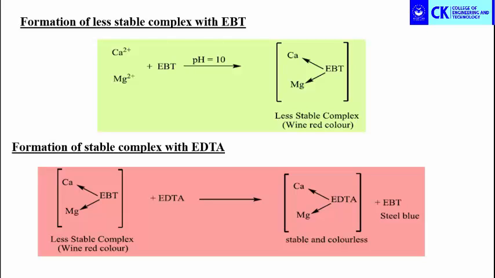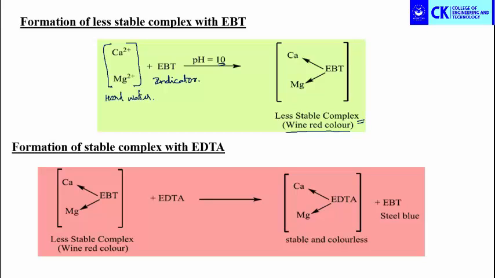See, this is the reaction that happens in the titration. This is the calcium and magnesium 2+ hardness causing ions, which come from hard water. Initially we add EBT, which is an indicator. To maintain the pH, we add a buffer solution. At this pH, the EBT forms a complex with the calcium and magnesium ions. It is a less stable complex. The color of the complex is wine red. Initially, this complex forms in the conical flask.